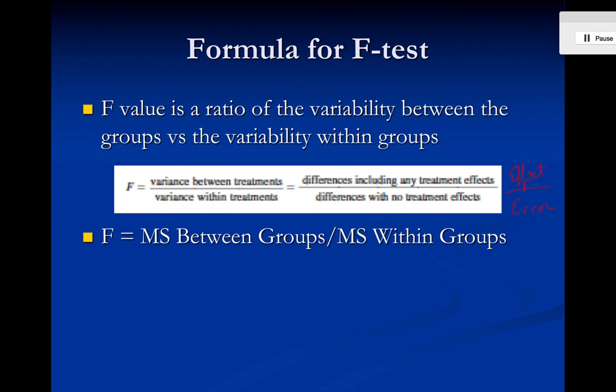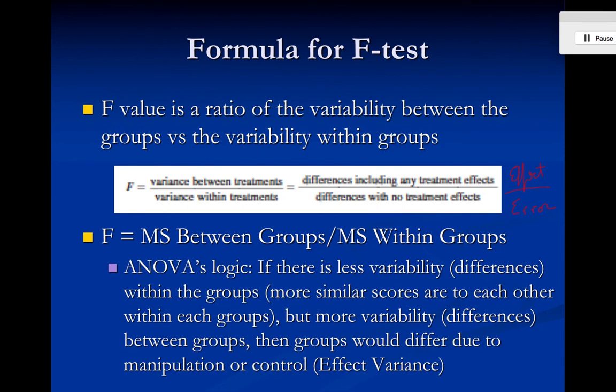What is the MS between groups? The mean squared between groups divided by the mean squared within groups. What does this mean again? Because you're probably like, I'm completely lost. This is the way that we understand what ANOVA does. This is the logic behind ANOVA. ANOVA tests the following: is there less variability within the groups, but more variability between the groups?